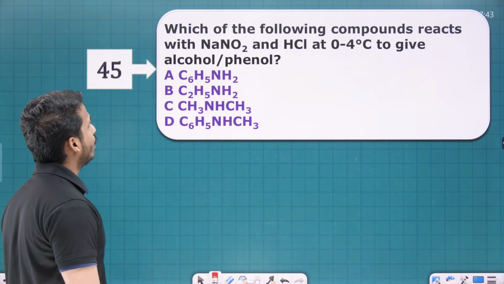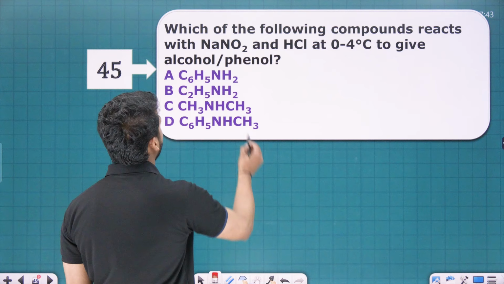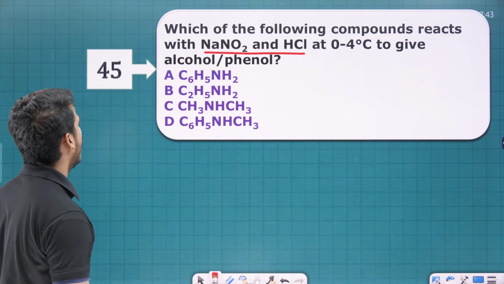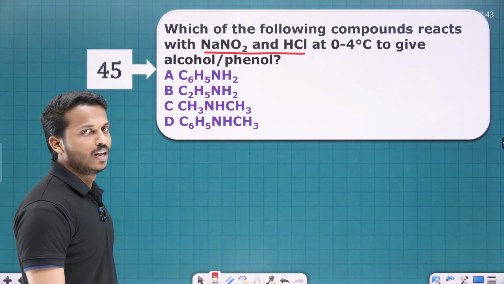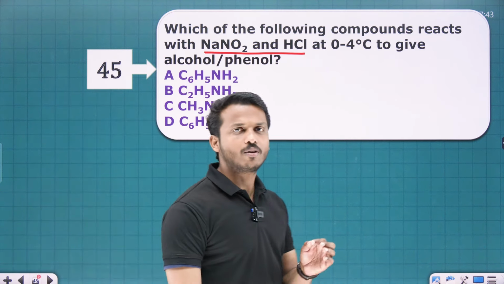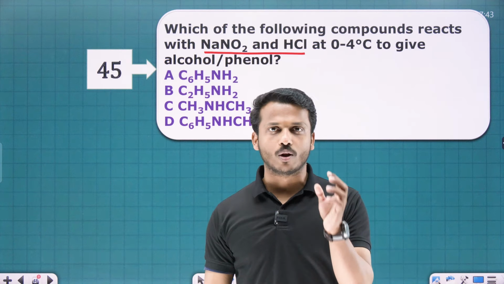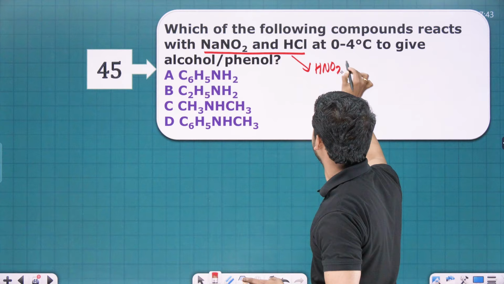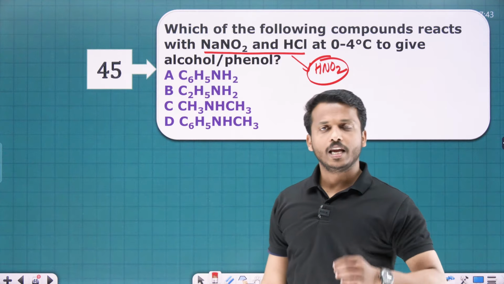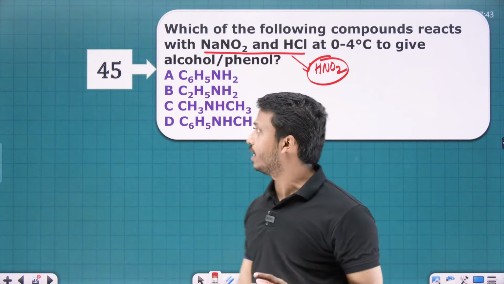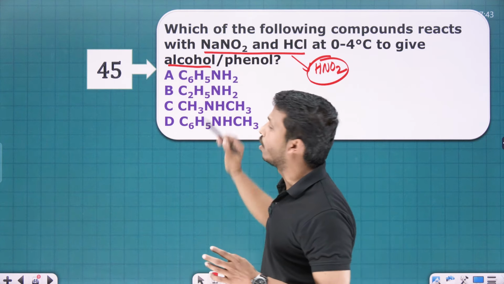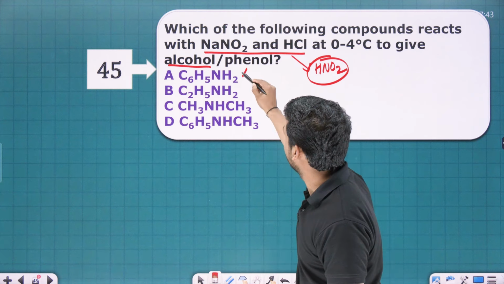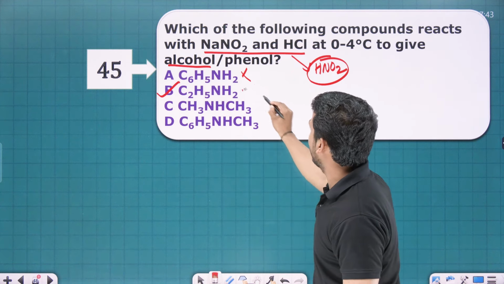Question 45. Which of the following compounds reacts with NaNO2 and HCl? This is diazotization, at 0 to 4 degrees Celsius, to give alcohol or phenol. I told you that when NaNO2 and HCl react together, you get HNO2, nitrous acid. If a species undergoes reaction with nitrous acid and directly gives alcohol, it should be an aliphatic amine. Which is an aliphatic amine? Primary amine, B. See, what is this compound?